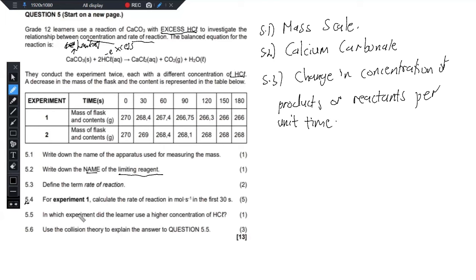Then 5.4 says for experiment 1, calculate the rate of reaction in mole per second. It's very important that you check the SI unit that they want you to use in the first 30 seconds. Now in the first 30 seconds, that will be represented by the time from here to here. So this is in experiment number 1. So that means this is where we should focus. So this is the block in which we should find our data here.